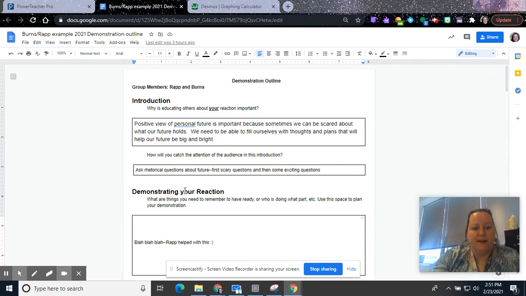Okay, so I'm going to go through these steps. Remember how in RAPS class you have experimented with filling up the balloon. So I'm going to take one of those examples and talk through it. Why is educating others about your reaction important? RAP and I had decided to use positive view of personal future as our developmental asset. It is important because sometimes we can be scared about what our future holds. We need to be able to fill ourselves with thoughts and plans that will help our future be big and bright. And then it says, how will you catch the audience attention in this introduction?